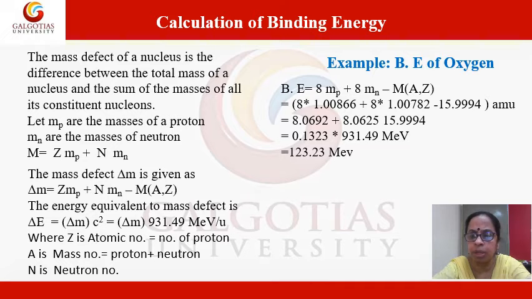We can take one example of oxygen: how its binding energy will be calculated. Its binding energy is 8 Mp plus 8 Mn minus the mass of the nucleus M(A,Z). Mp is the mass of a proton and Mn is the mass of a neutron. Oxygen has 8 protons, so that's why 8 is multiplied. Then the mass of the proton is put in terms of AMU, and the mass of the neutron is also put in. So finally we will get 123.23 mega electron volt.